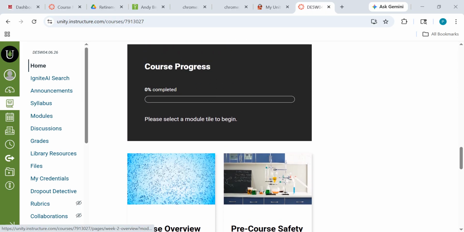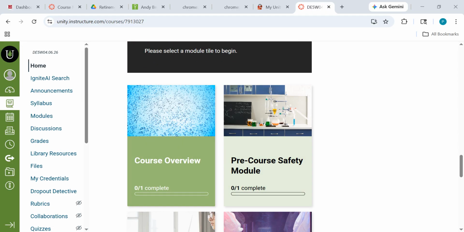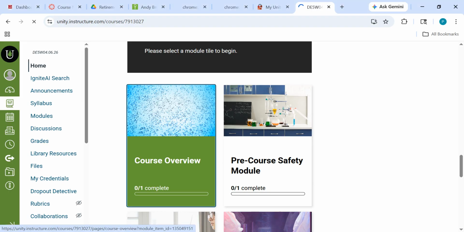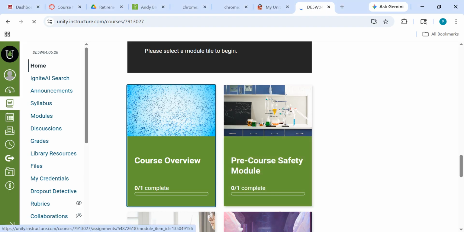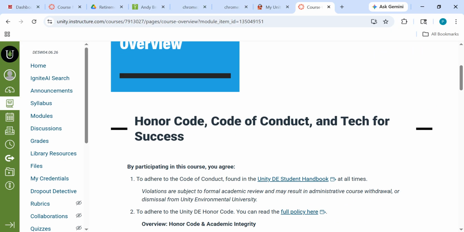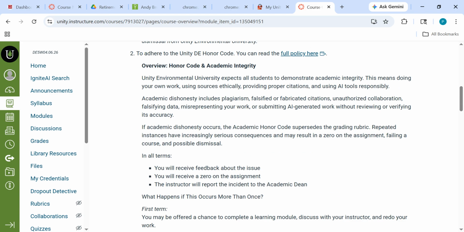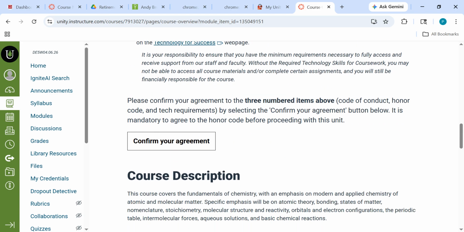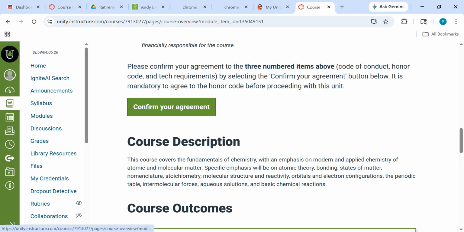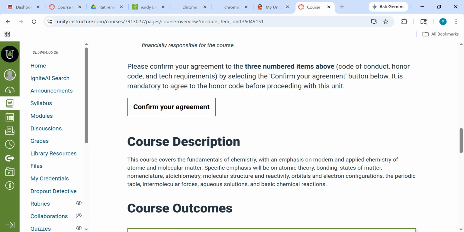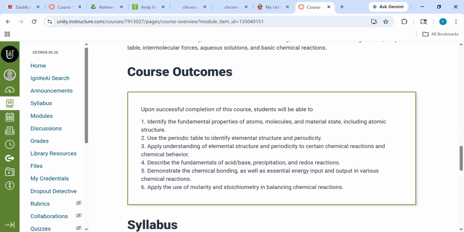So let's go back here and look at the course overview. The first thing you're going to do is sign the honor code. Honor code, okay. And then confirm your agreement. You're going to click here and sign the honor code before you start the class.